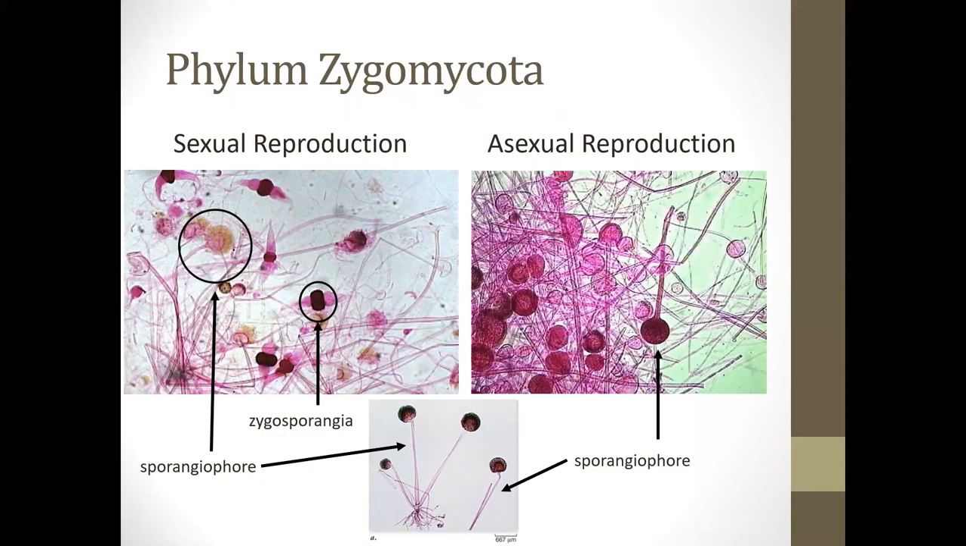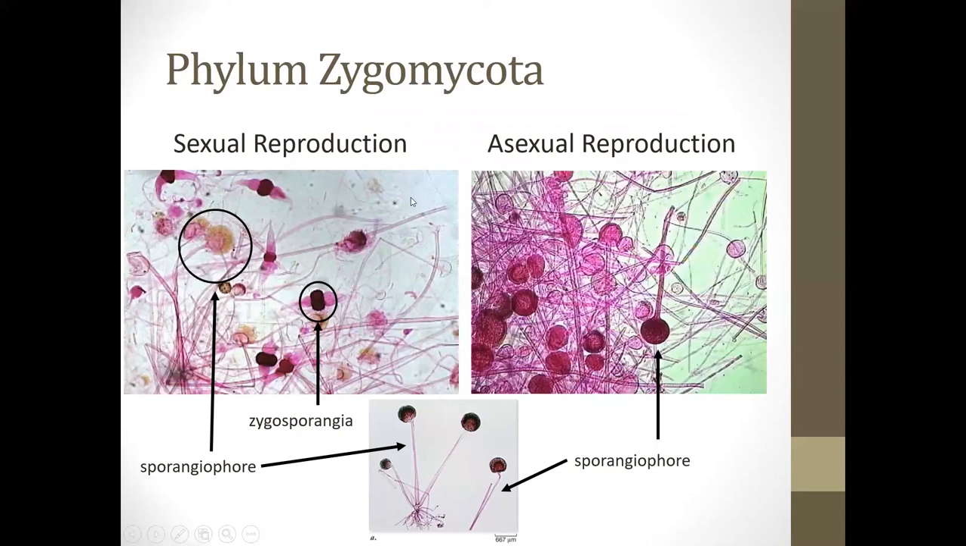Okay, so here we're just looking at slides of exactly that. So here's the sexual reproduction. Here is your zygosporangium that was created from two gametangia. Here is your sporangiophore, which is that structure that grows outwards to release the spores from the zygospore that was inside the zygosporangium. So this is a sexual structure right here.